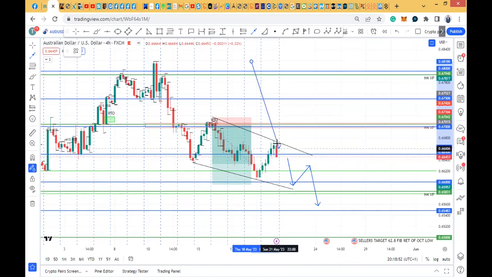Then from this point, you see we have a channel to the downside. As soon as the market opens up, we're looking for the sell setups. The same way we're looking for sell setups on Euro USD, we're looking for sell setups on AUD USD. I'm focused on Euro USD throughout this week. Majority of the signals will be Euro USD.